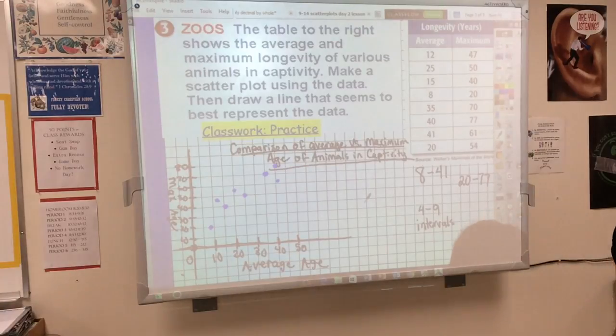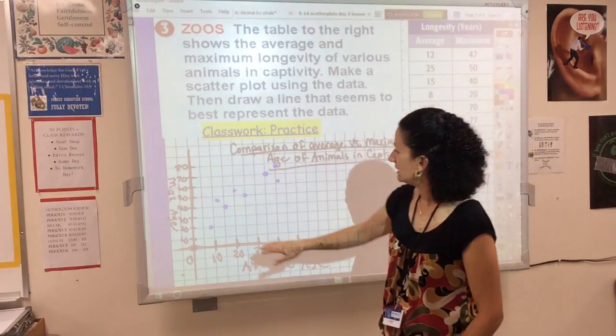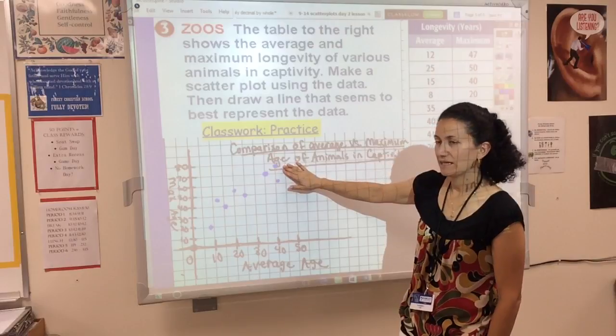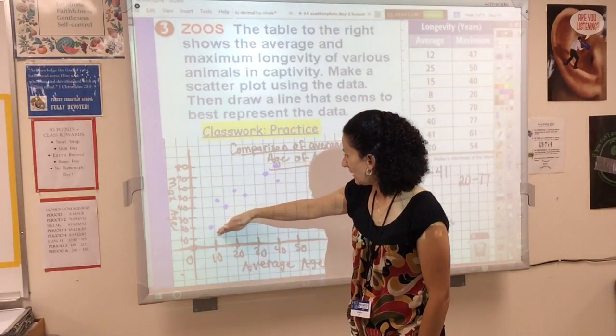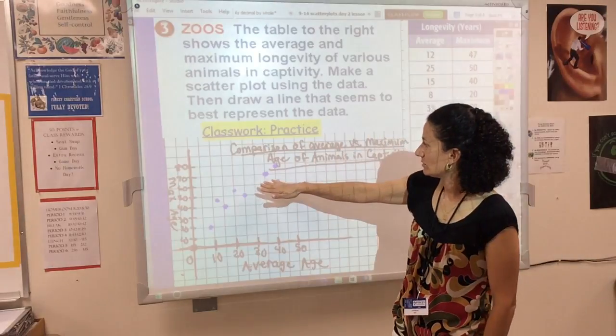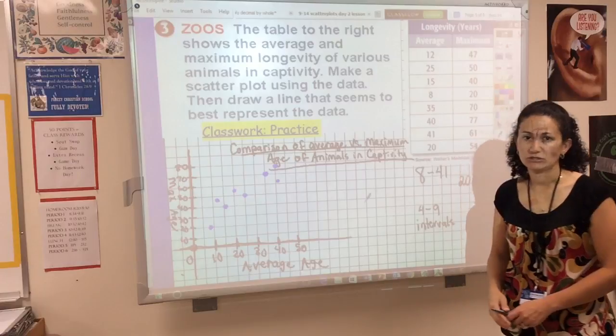I'm now able to determine if there's a trend. Is there a relationship between the average age of animals and the maximum age? And that answer you can hopefully see is yes. There is a positive relationship between the average and maximum age of animals in captivity. So you can see as the average age increases, the maximum age also increases. And there's a positive trend or relationship there.